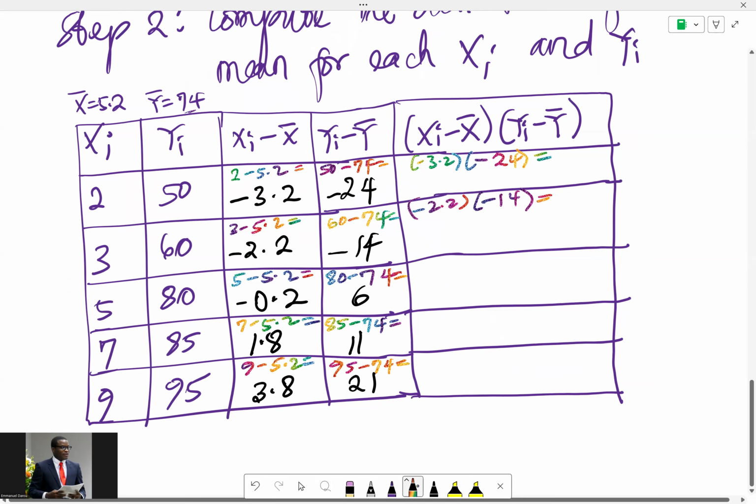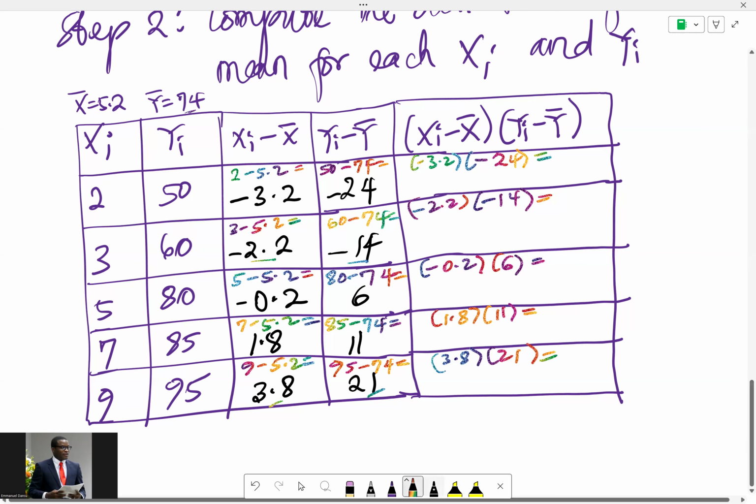If you're doing an actual exam, it may be fine to write this out. You can write it in something erasable, like pencil, so that it doesn't overshadow the main thing. You may even have to leave it on the script to show that you actually know what you're doing. The next you have minus 0.2 times 6. Then you have 1.8 times 11. Then you have 3.8 times 21.